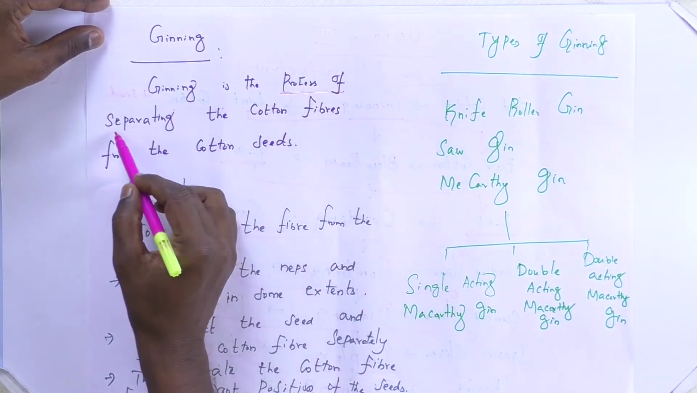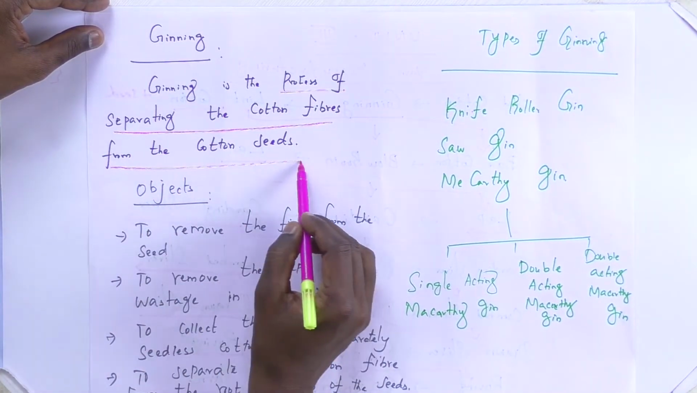The first topic, ginning. What is ginning? The process of separating the cotton fibers from the cotton seed. We know very well cotton is a natural fiber. It comes with the seed. So our aim is to remove the fibers from the seed in order to get good quality fibers.